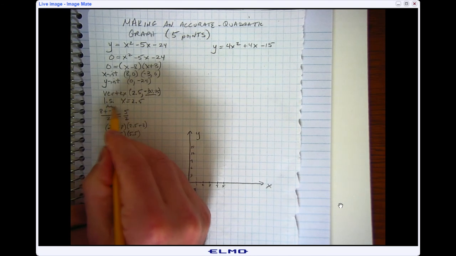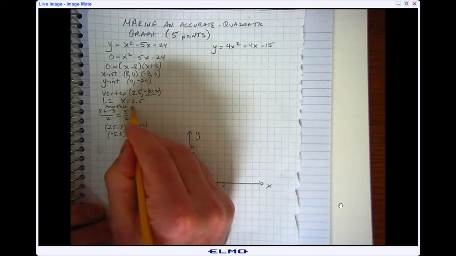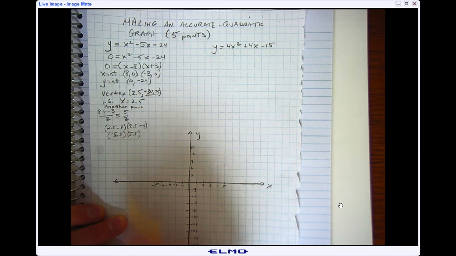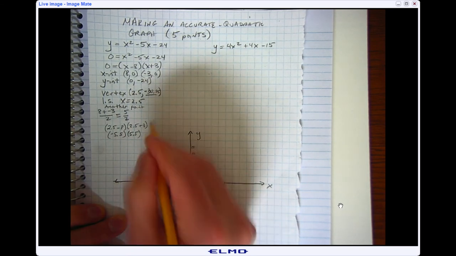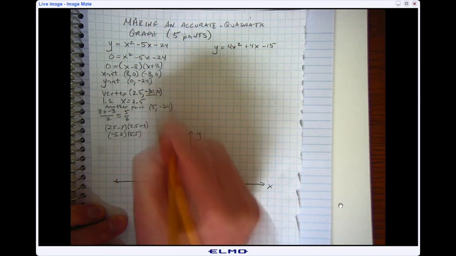To get another point, what I like to do is reflect the y-intercept. The y-intercept is at negative 24 and my line of symmetry is 2.5, so if I go to 2.5 and reflect it another 2.5, I would be at 5. Again, I'm just using my y-intercept to reflect that.